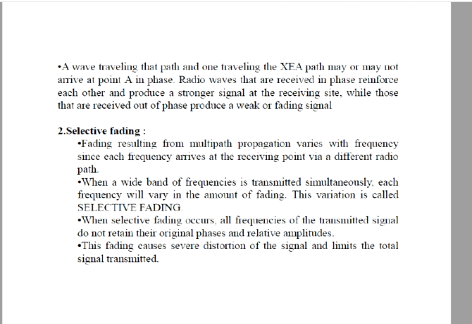Okay, next is selective fading. That is fading resulting from the multipath propagation that varies with the frequency, since each frequency arrives at the receiving point by a different radio path. So when a wide band of frequency is transmitted simultaneously, each frequency will vary in the amount of fading, and this variation is called selective fading. In selective fading, all the frequencies of the transmitted signal do not retain their original phases and relative amplitudes, and this fading causes distortion of signals and limits the total signals transmitted.